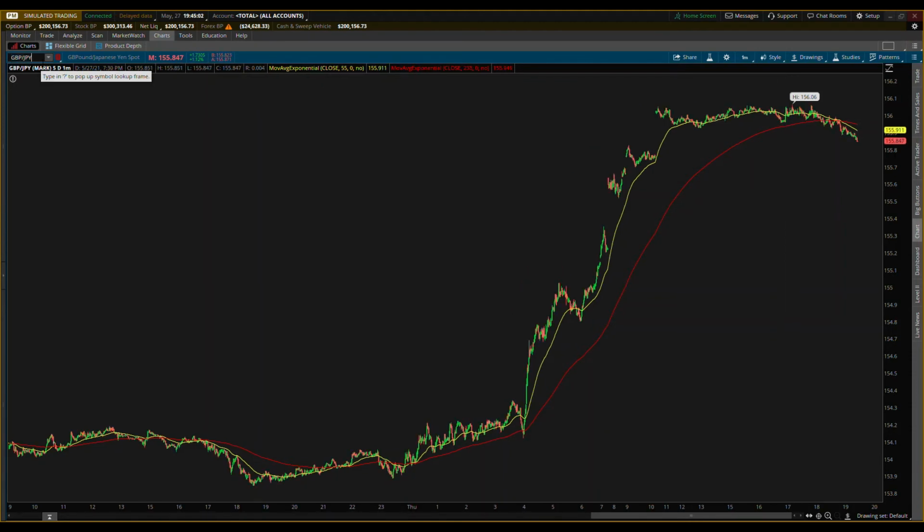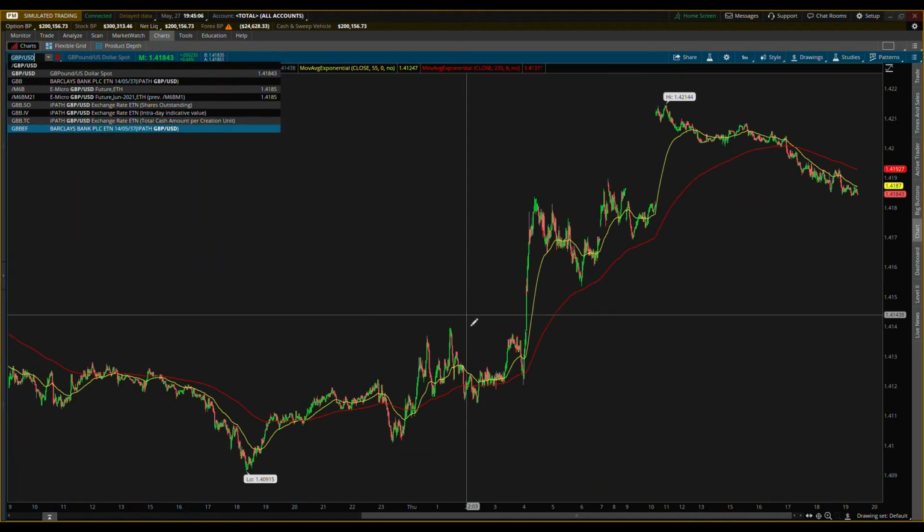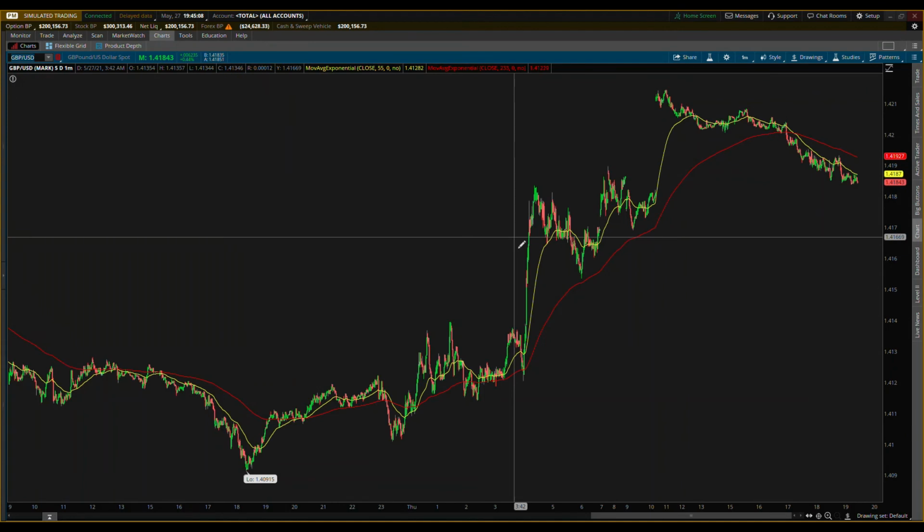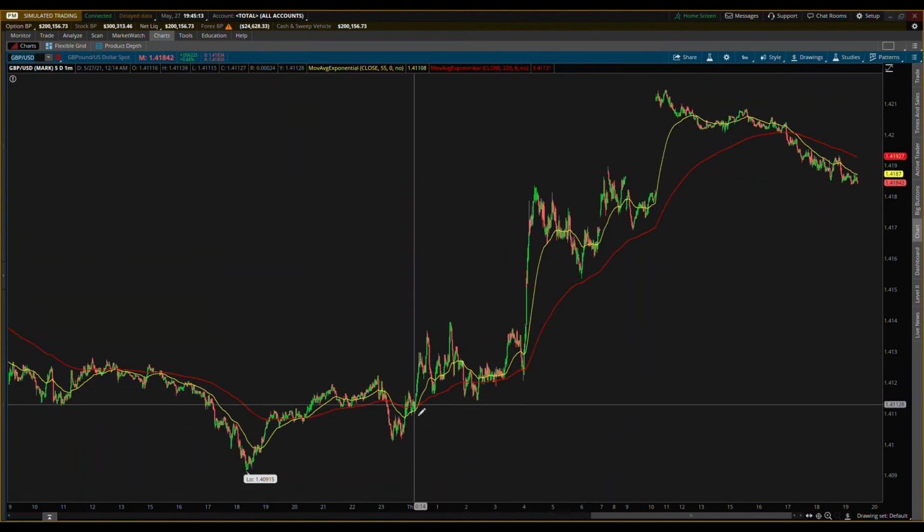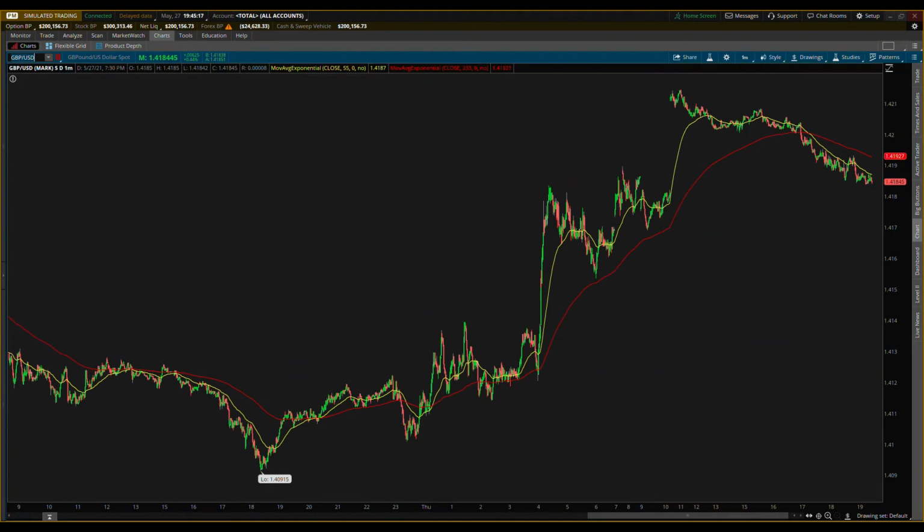Okay, let's go GBP USD. Let's see what it's doing here. Okay, perfect. Moving average cross. We crossed right here. Boom. And we crossed again way up here. Wow, this strategy is working already.